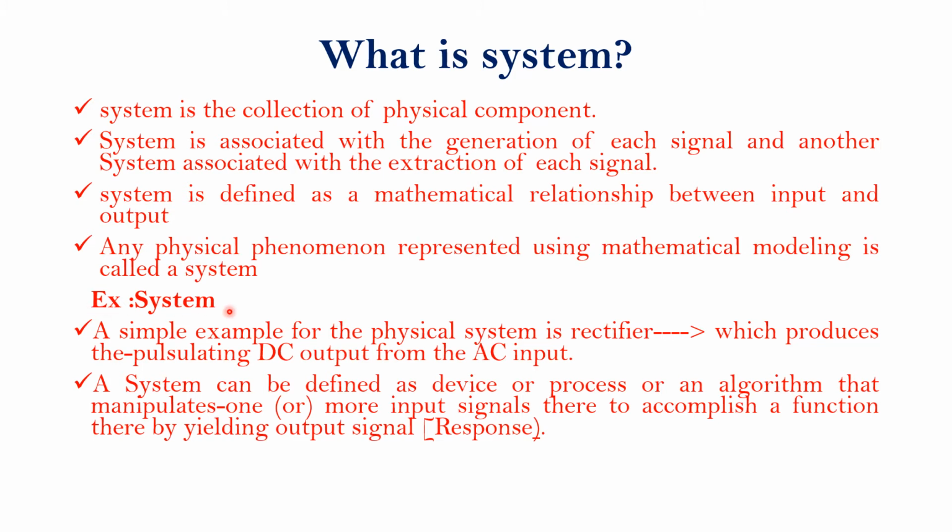Example for a system: a simple example of a physical system is a rectifier, which produces a pulsating DC output from the AC input. The input signal given is AC and we get the output as pulsating DC. A system can be defined as a device or process or an algorithm that manipulates one or more input signals to accomplish a function, thereby yielding an output signal, that is, the response.